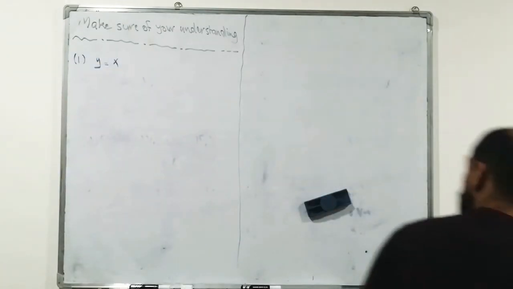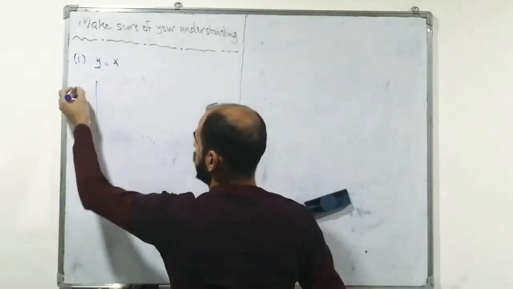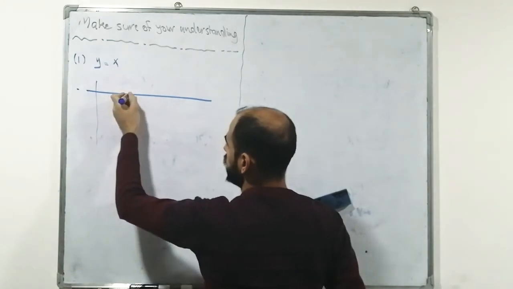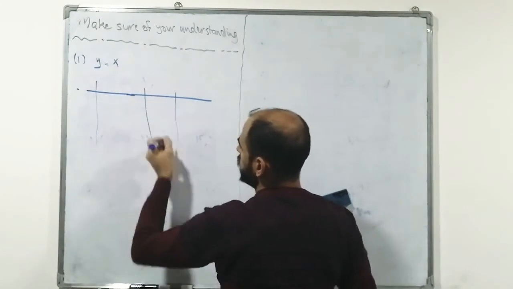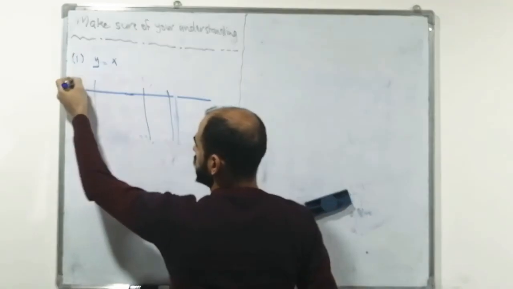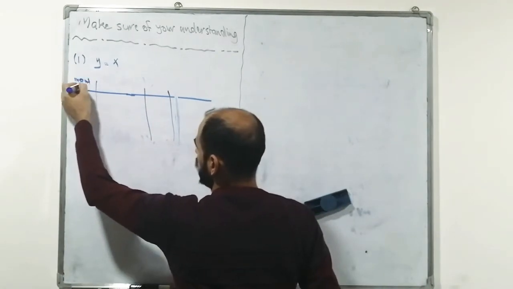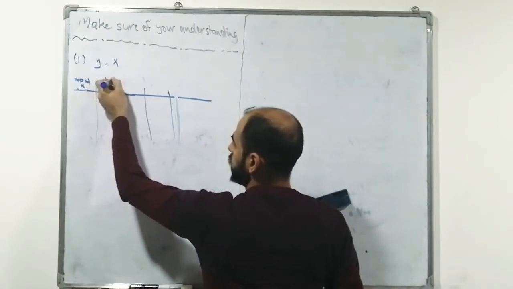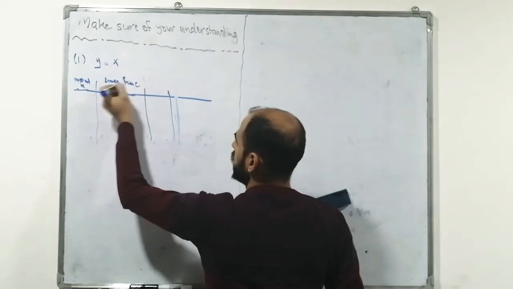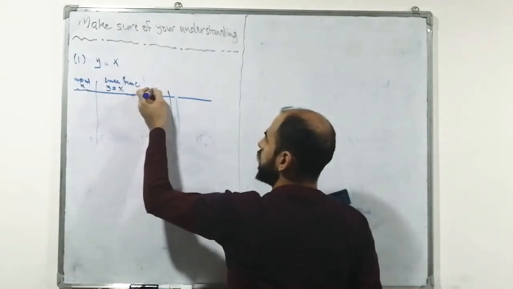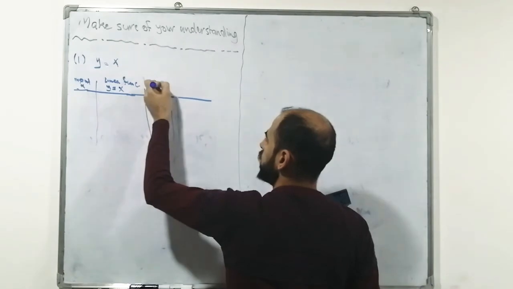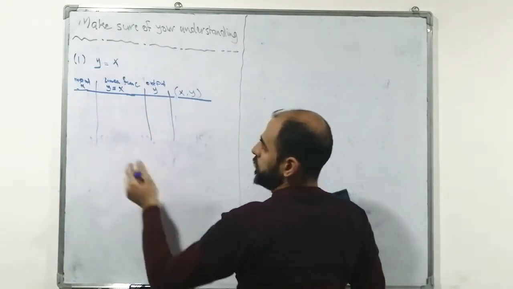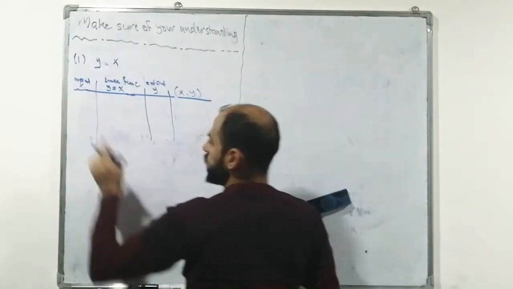Now we make a function table of 4 rows. The first one is the input, which represents the x value, then the function rule or linear function, y equals x, and y, which is the output, and the order pair x, y. The input values: we will take 3 input values.